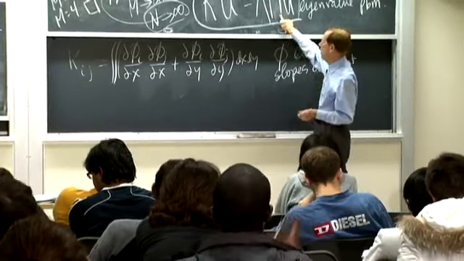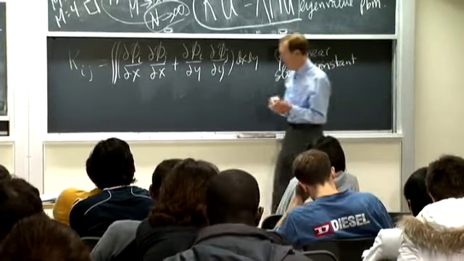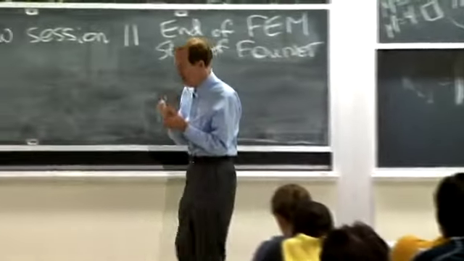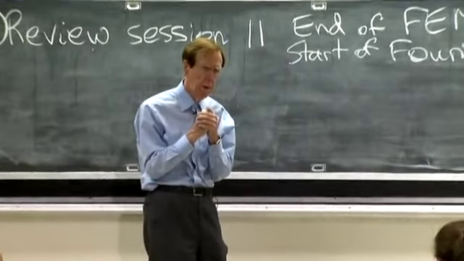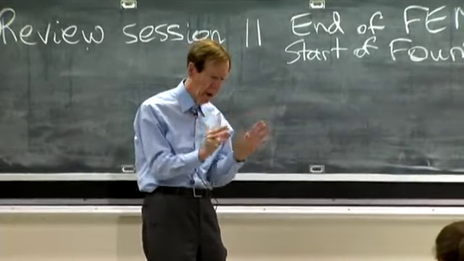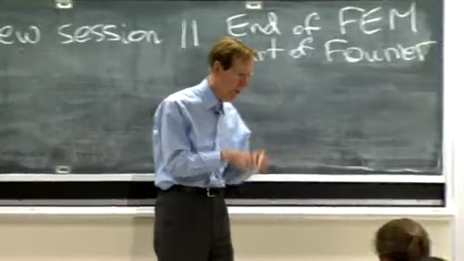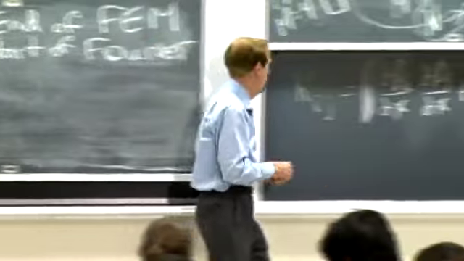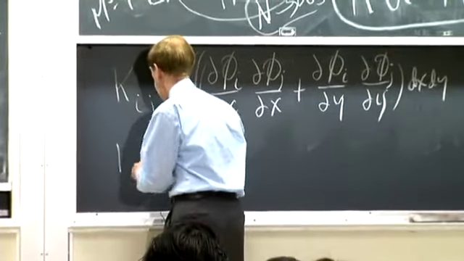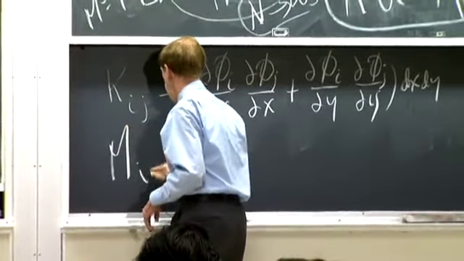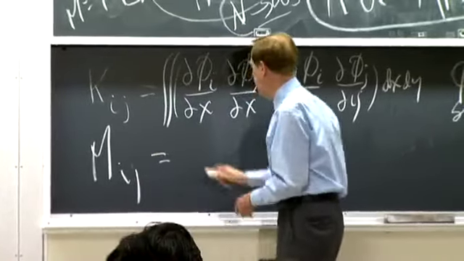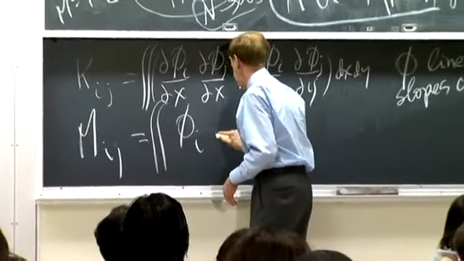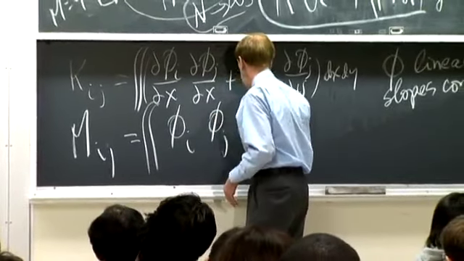Now I have to tell you what Mij, the mass matrix, is. We haven't done too badly with finite elements in here. We did it in 1D where we got it kind of straight, and now we're seeing what it looks like in 2D, but I had not really mentioned the mass matrix. So here it comes. The mass matrix will be the integral of phi I times phi j dx dy.